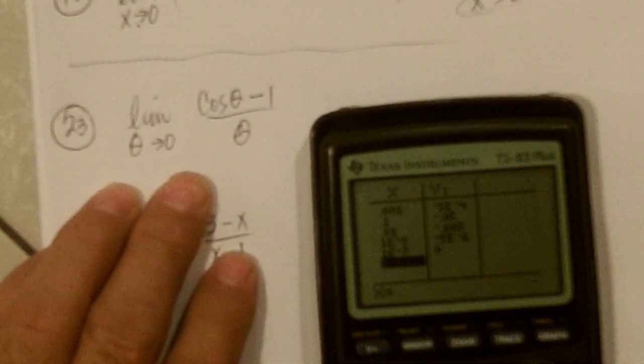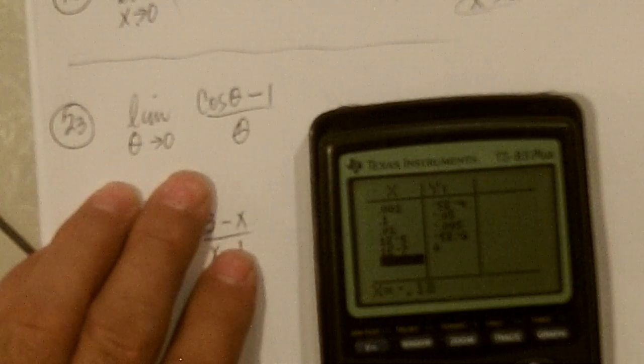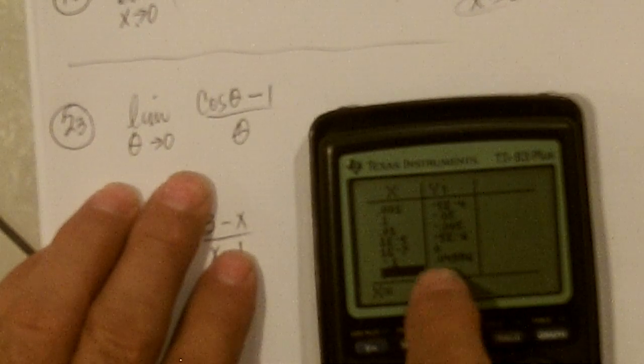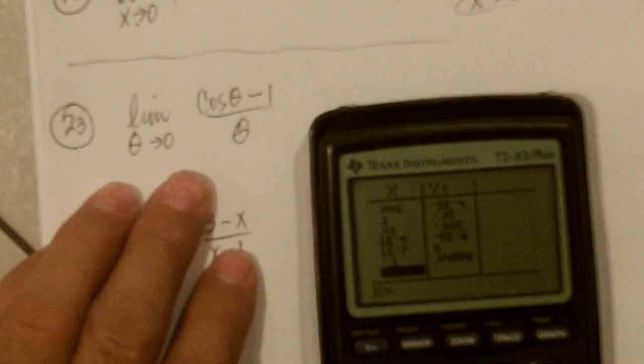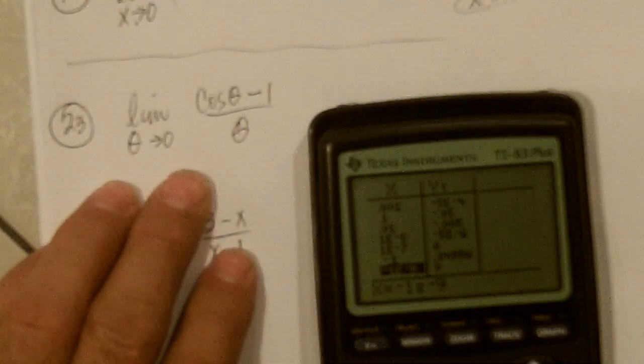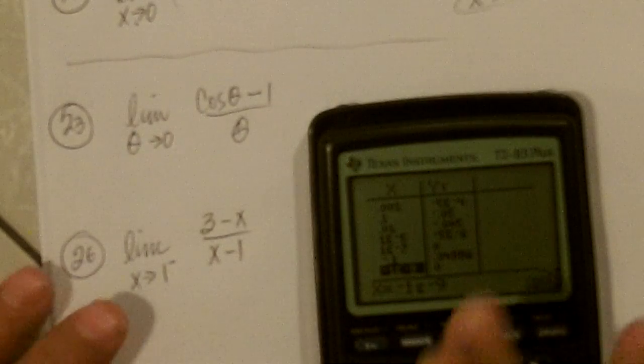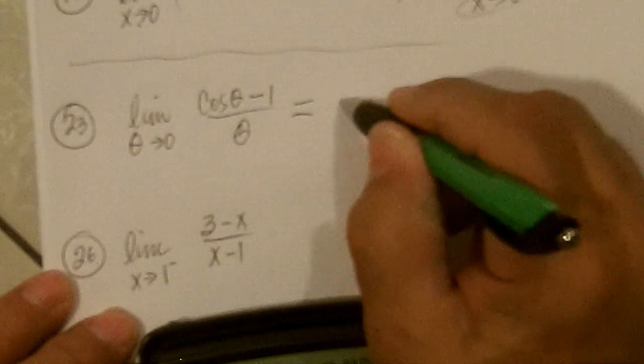And I can also come from the negative side, negative 0.1, and it's about 0.05. Negative 0.0001, and that's really small, negative 0.00001. It'll say, as far as I can tell, it looks like 0. That's what the calculator is saying. So this one is 0.